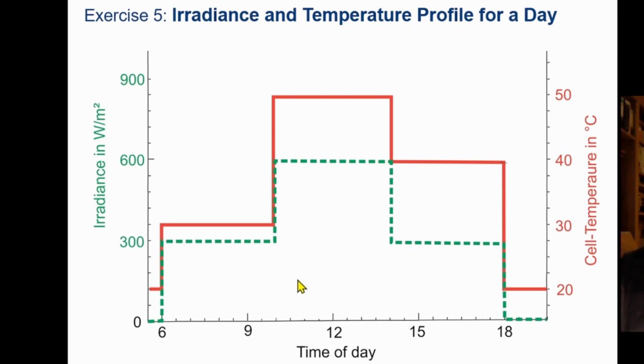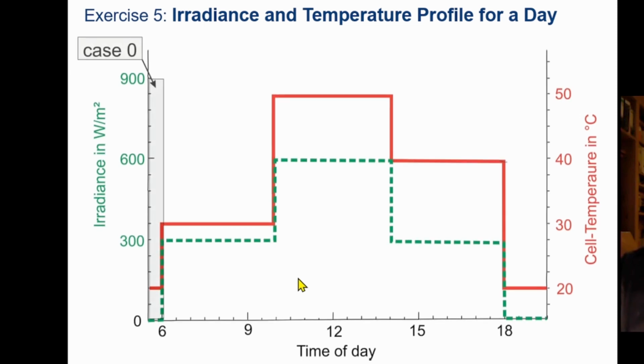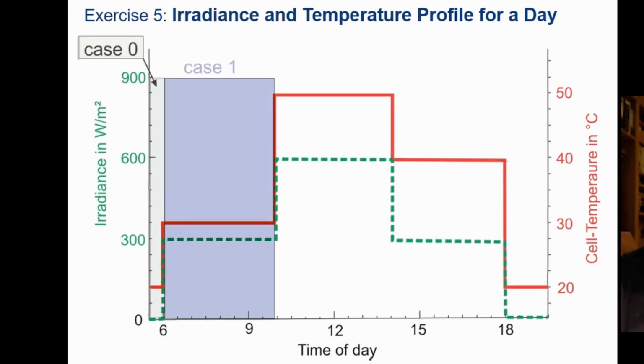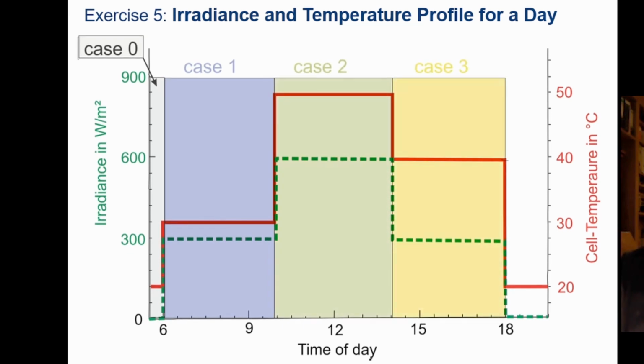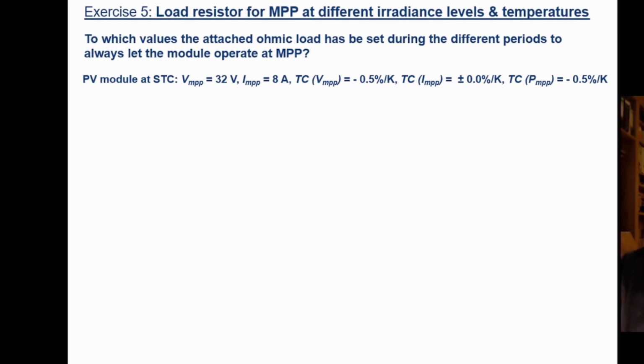So we make a case separation as in exercise number 4. Case 0, which is not of interest because there's no irradiance. Case number 1 from 6 a.m. to 10 a.m. Case number 2 from 10 a.m. to 2 p.m. and case number 3 from 2 p.m. to 6 p.m. and after 6 p.m. is case number 4. Let's start with case number 1. This is again the description of the task.